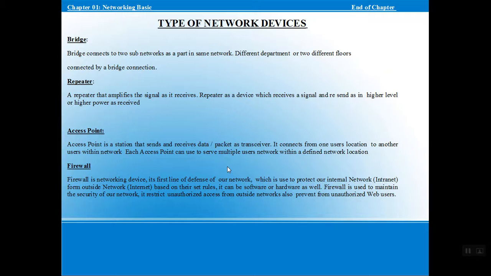And we have an access point. The access point can be defined as sending and receiving your data from one location to another. And each of the access points serves multiple users on the network to define the network locations.